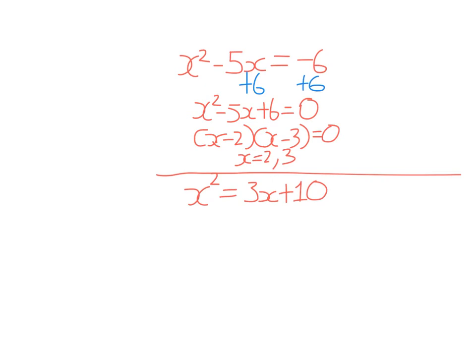Let's look at this equation here. X squared equals 3x plus 10. So what we're going to do is subtract 3x and also subtract 10 from both sides. We get x squared minus 3x minus 10 is equal to 0. So I subtracted 3x from both sides, subtracted 10 from both sides. Now that one side's equal to 0, we go to step 2. We solve it just like the ones on the previous slide.